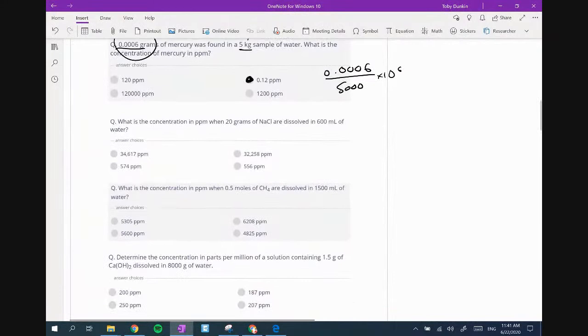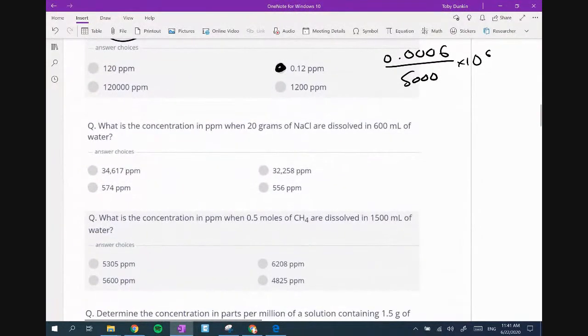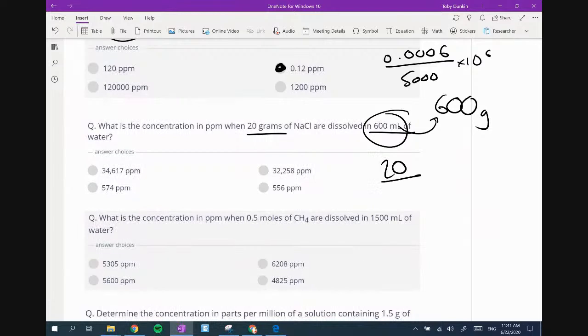Done. Next, what is the concentration in ppm of 20 grams in 6 kilograms? Right, there's the trap. That now becomes 600 grams. So we've got 20 over 600 times 10 to the 6. 20 divided by 600.